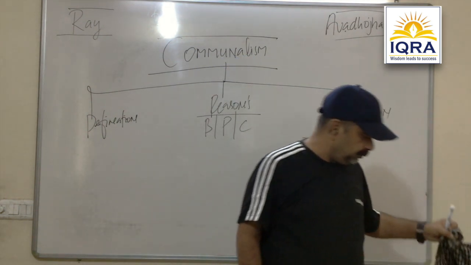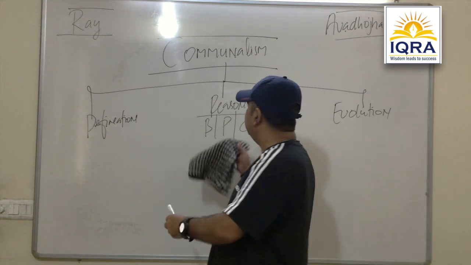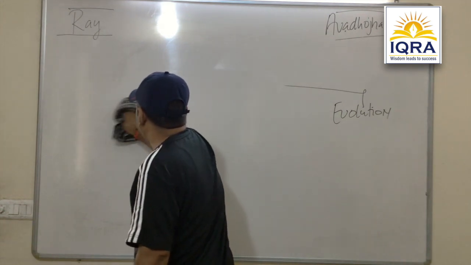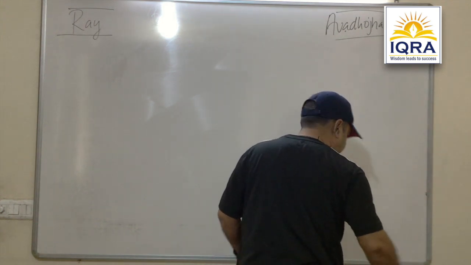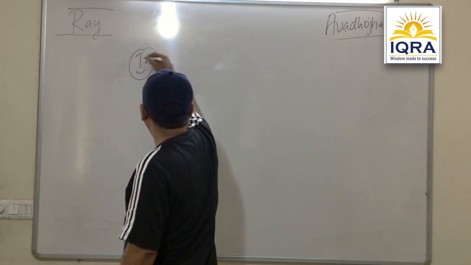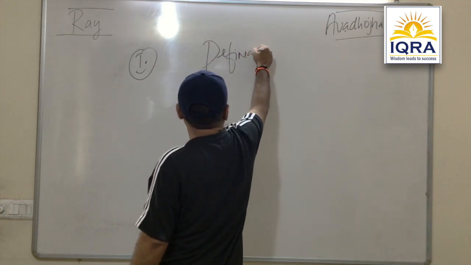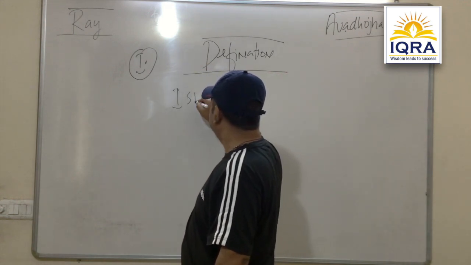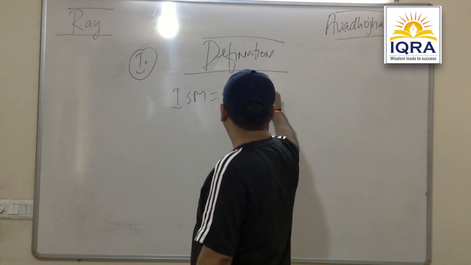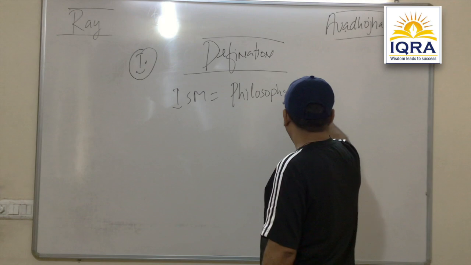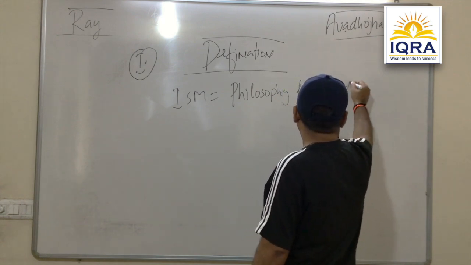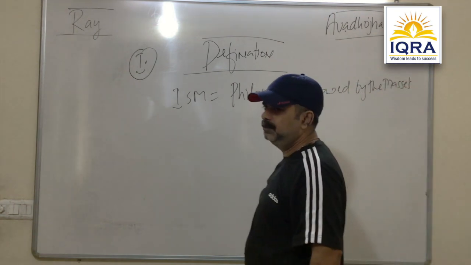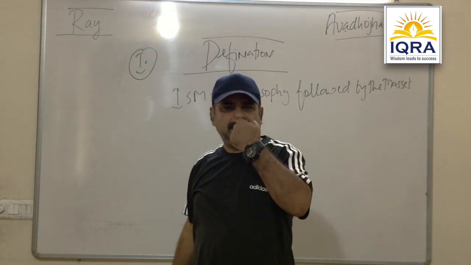Communalism. First heading, definition. What is communalism? Now, ism means philosophy followed by the masses. This is the meaning of ism. Philosophy followed by the masses.